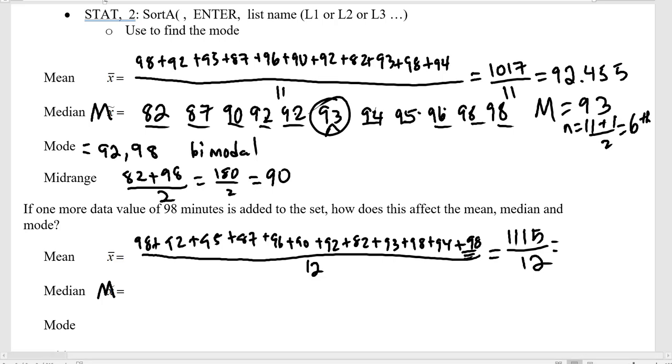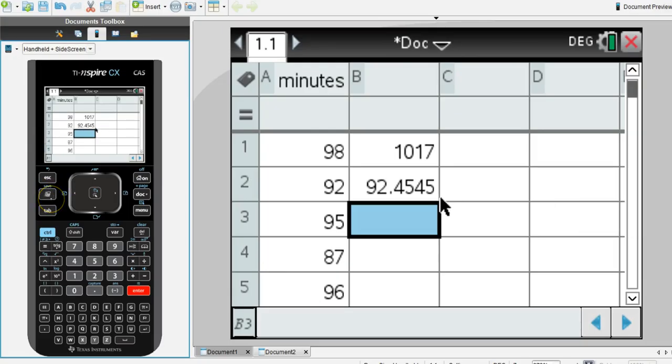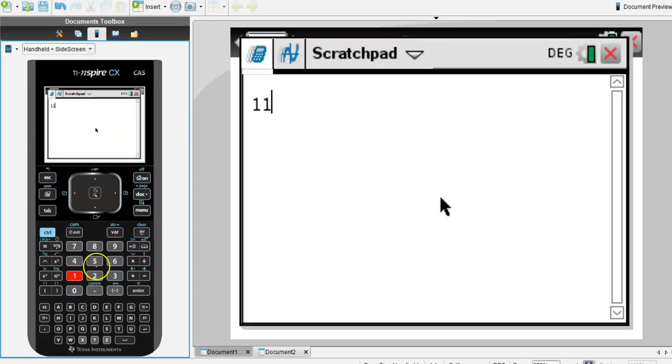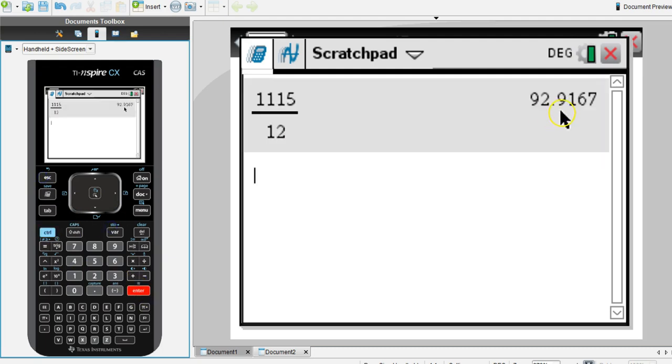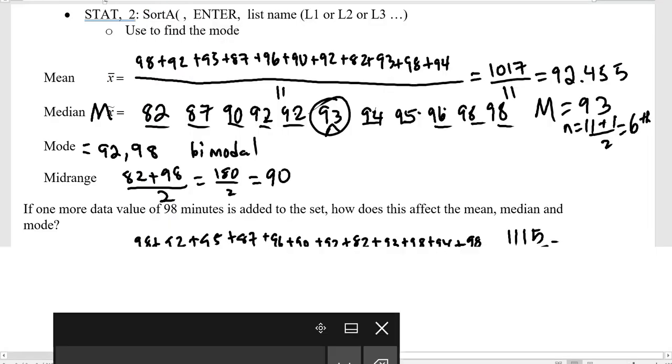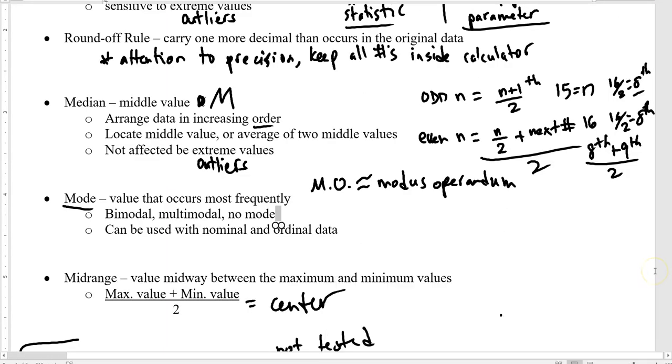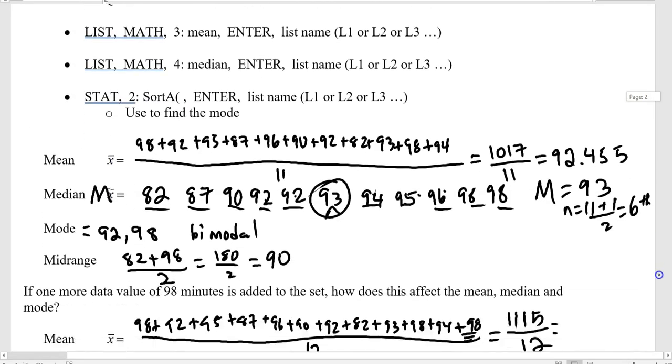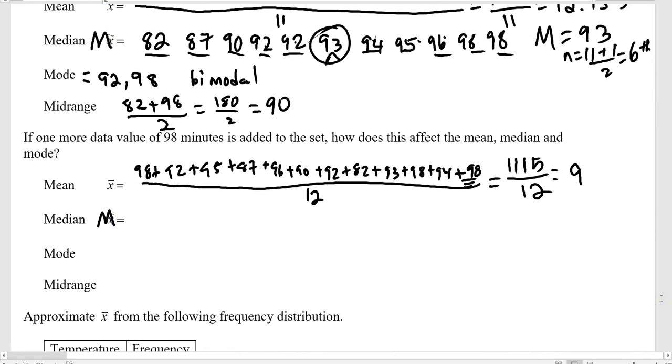So where's my calculator? Right there. Let's go ahead and do 1115 divided by 12, about 92.917. So we added a higher number. What did that do? Well, it pulled the mean a little higher.